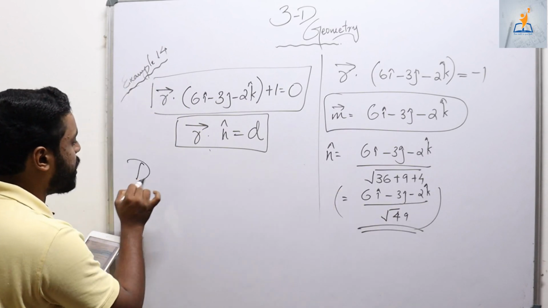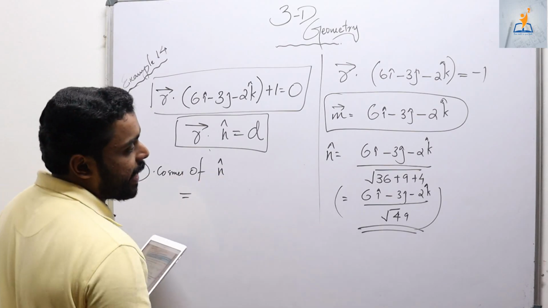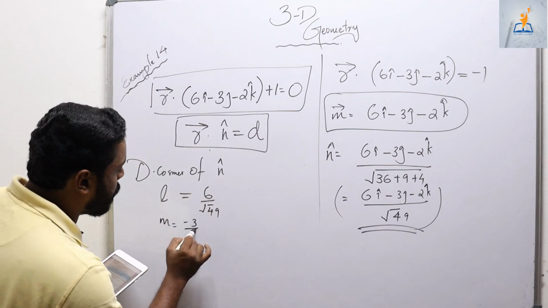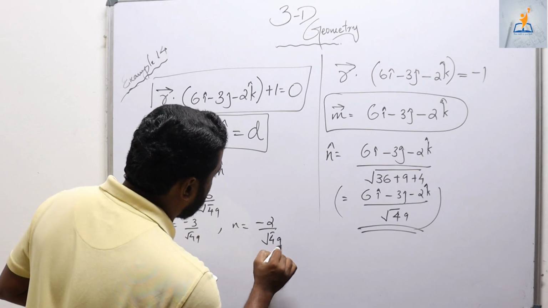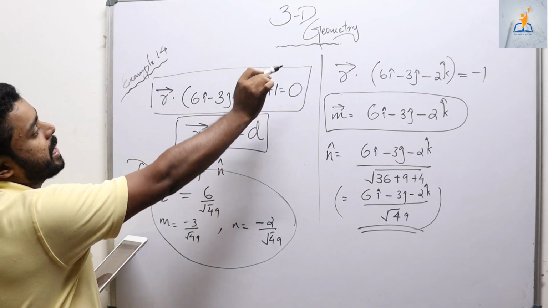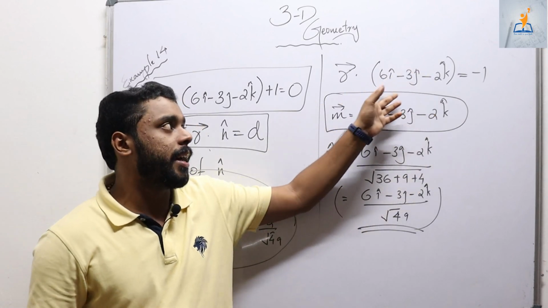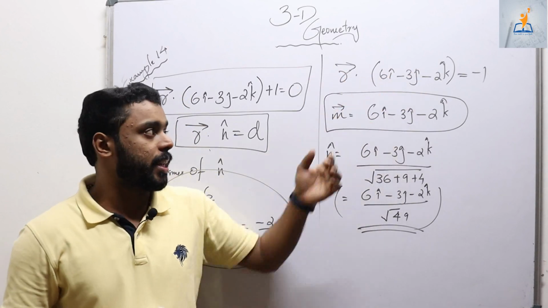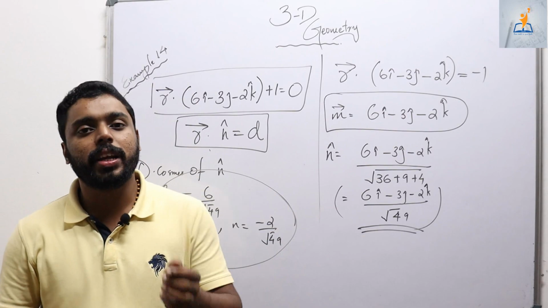Therefore, the direction cosines of n cap, what are the direction cosines? 6 by root 49, this is L, m is equal to minus 3 by root 49, and finally n is equal to minus 2 by root 49, which are the direction cosines of the unit vector perpendicular to this plane. So in such problems, if this is a unit vector, then nothing to fear, just write the direction cosines of this unit vector directly. But here we can easily observe that this is not a unit vector. That's why we divided the vector by its magnitude in order to get the unit vector. Now we shall move on to the next example.